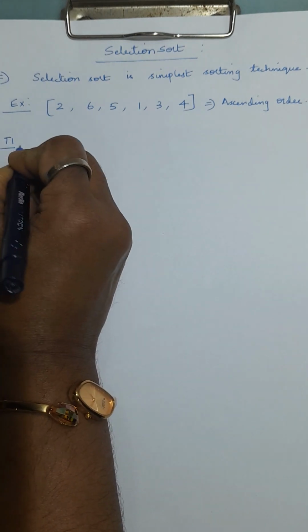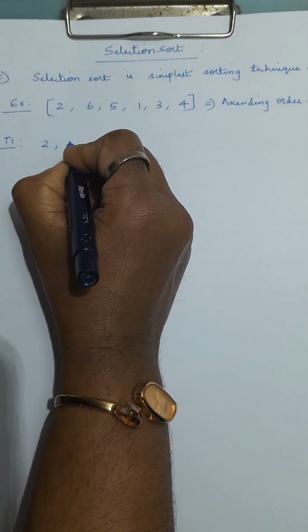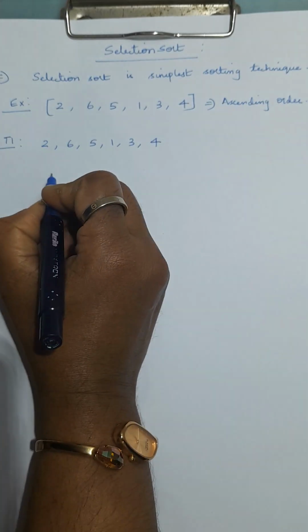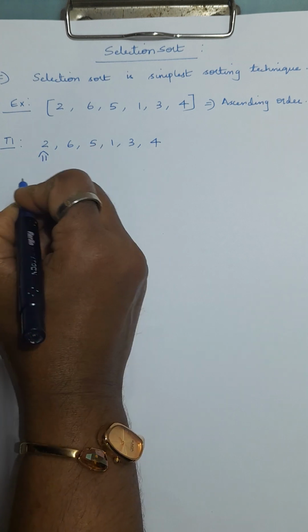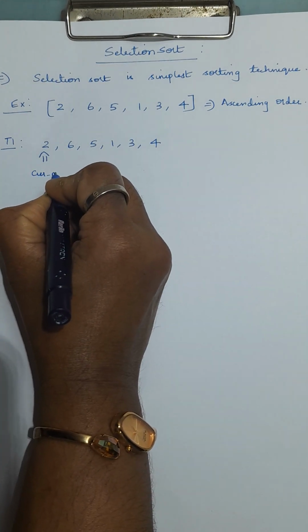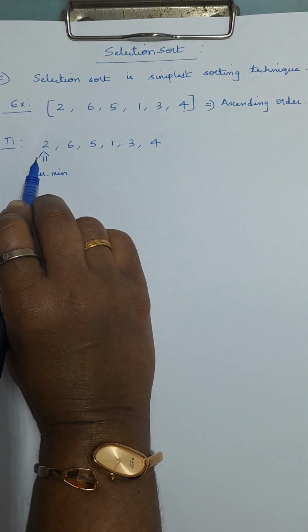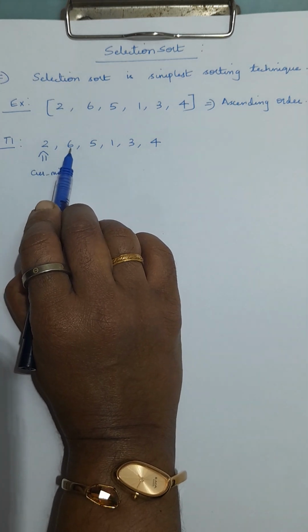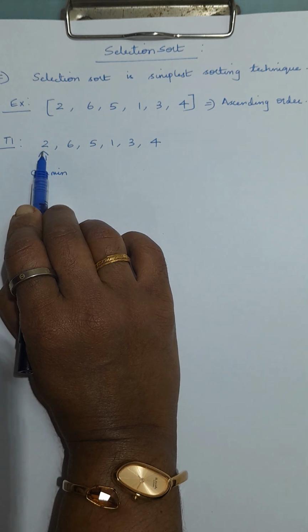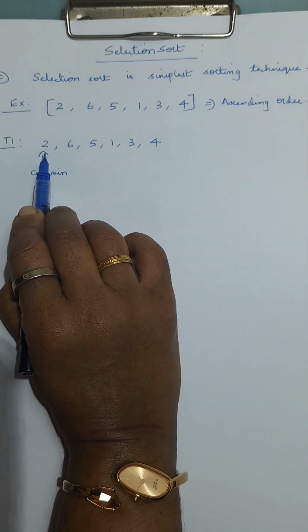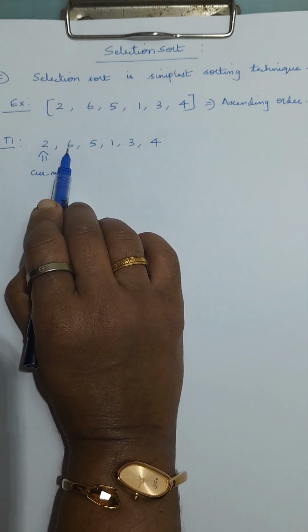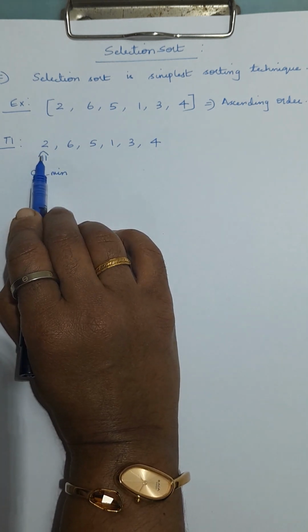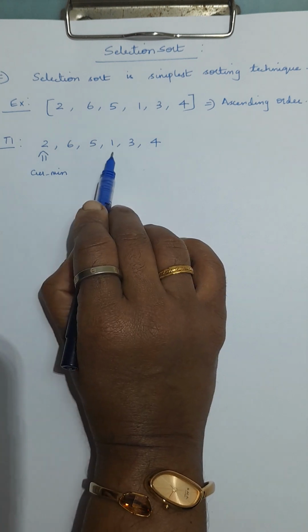The first iteration, array elements are 2, 6, 5, 1, 3 and 4. Now the assumption is the first element of the array is considered to be the current minimum. Then there is a check with the next index value. We check whether 6 is less than the current minimum value. 6 is not less than 2, which means nothing happens here. It moves to the next index value. Is 5 less than the current minimum value? No, nothing happens. It moves to the next one.